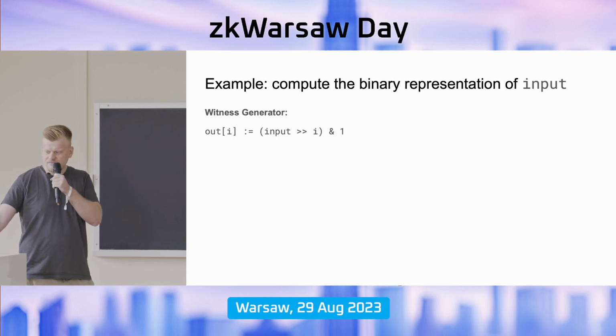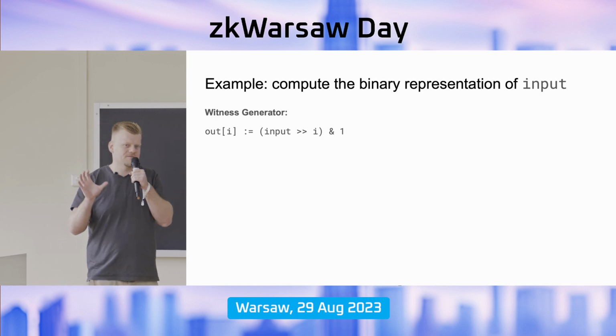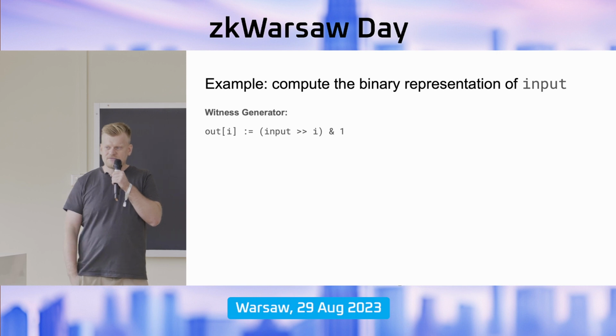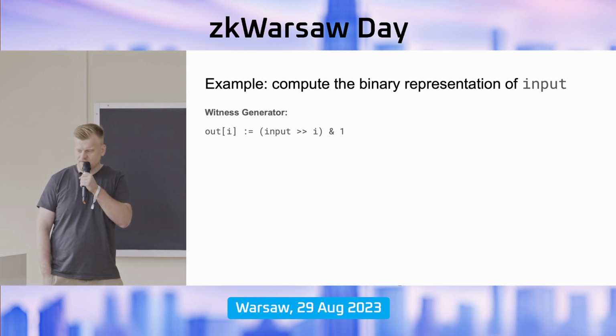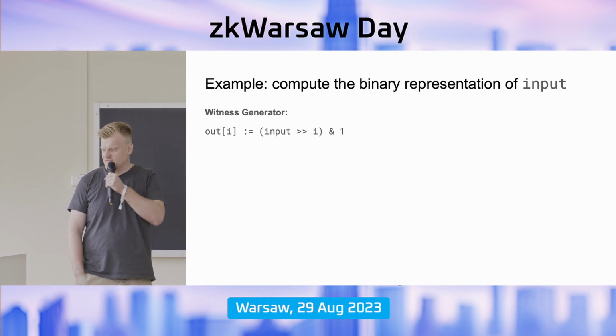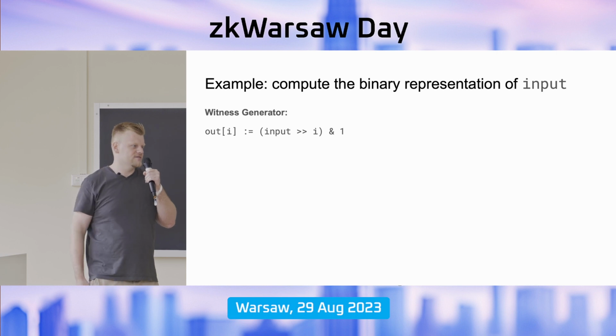So let's look at an example. The task at hand is we have a number and we want to compute the binary representation of this number. The witness generator part is what any programmer in this room would do, right? We just use some bitwise operations, and we take the i-th bit, and we say that the i-th output of my circuit is the i-th bit of the input.